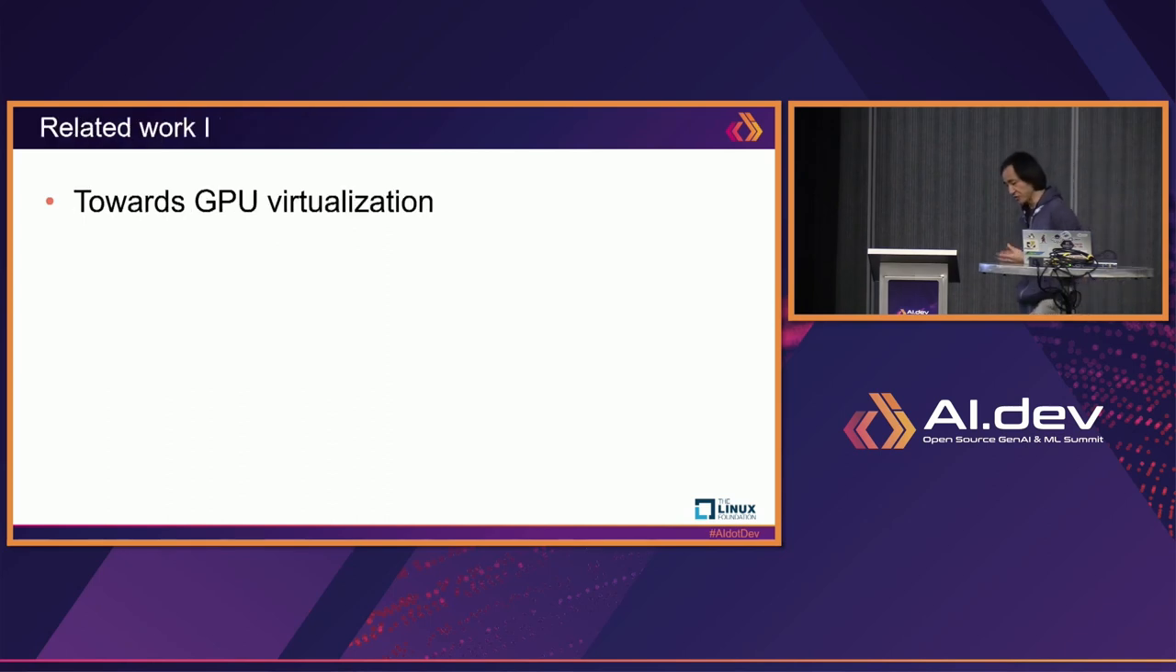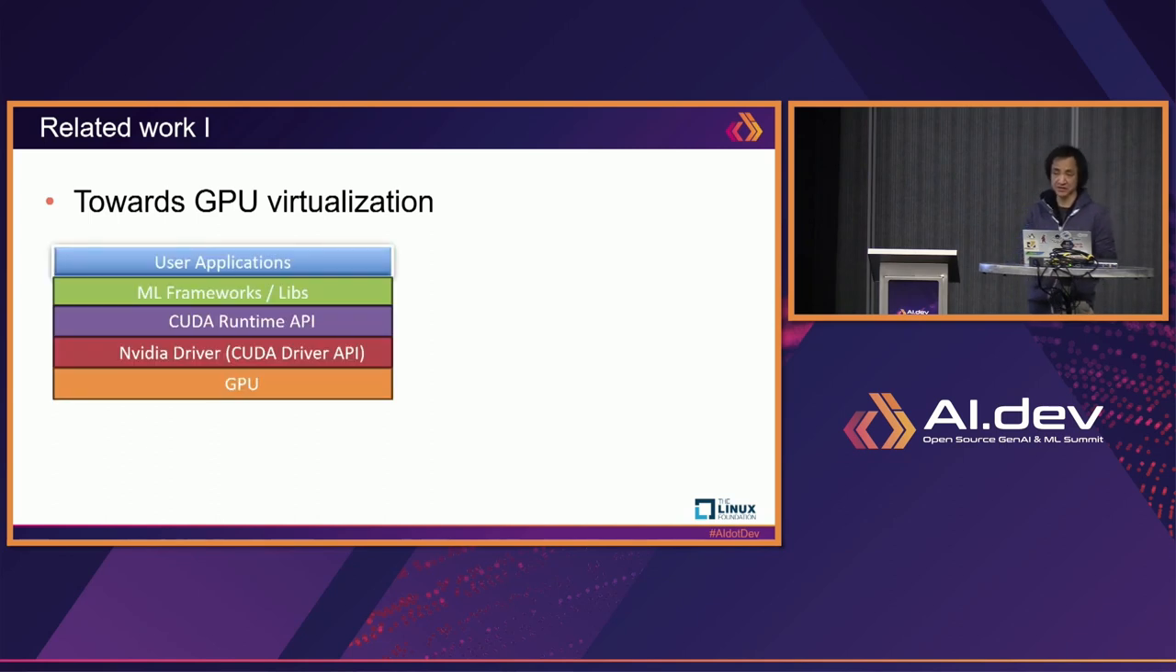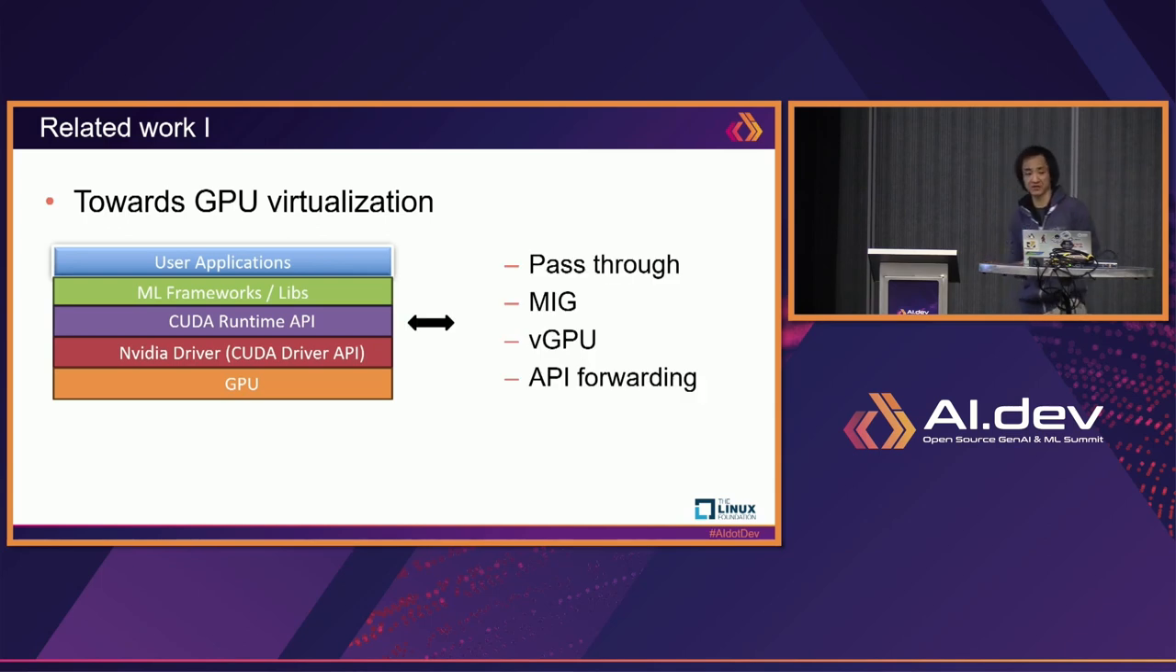For this well-known problem, there are some existing solutions toward GPU virtualization. Given the GPU software stack, especially NVIDIA GPU, there are different ways, like pass-through, MIG, vGPU, and API forwarding. In each case, there are different limitations. For example, with pass-through, you cannot share the GPU. MIG, multi-instance GPU, only supports a few limited hardware partitions and cannot be reallocated or reassigned dynamically at runtime. vGPU, I would say, is complicated. So what about API forwarding?